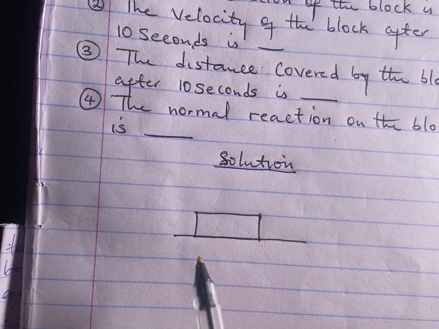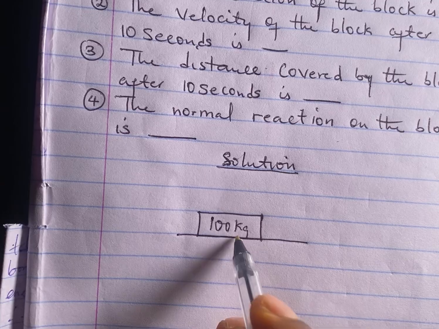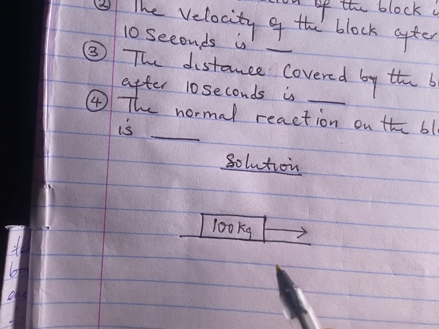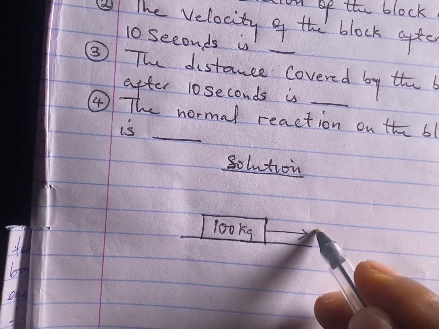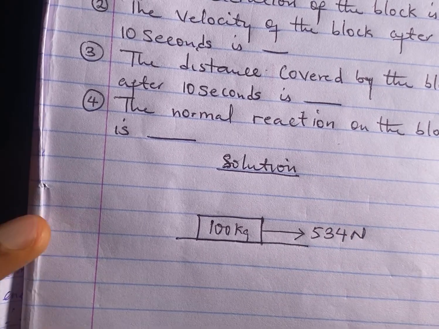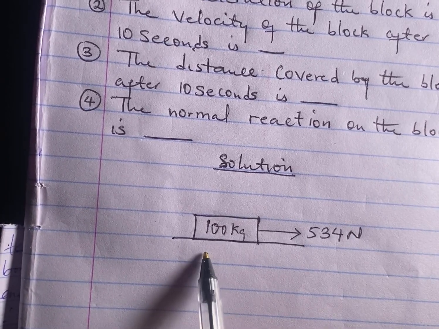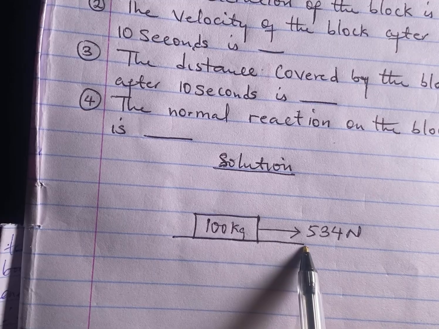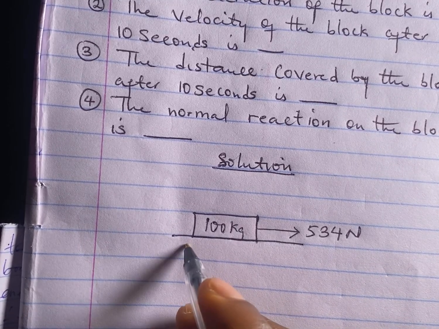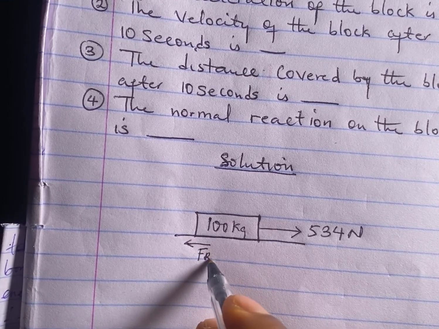So here, this block of 100 kg is pulled from rest by a force of 534 Newton. And now you remember that as this block is pulled from rest, it is moving like this. There is a force that acts against it, what we call what? Frictional force. So the frictional force acts like this, in the opposite direction.